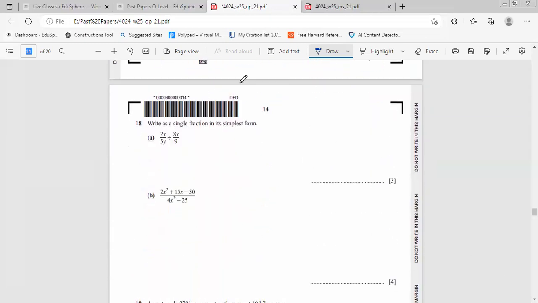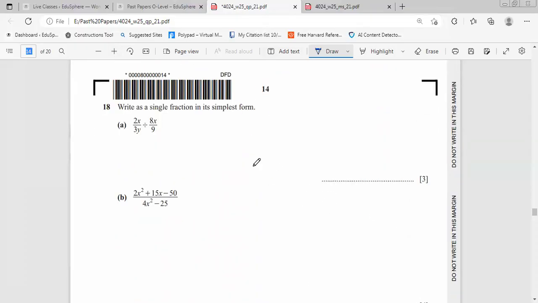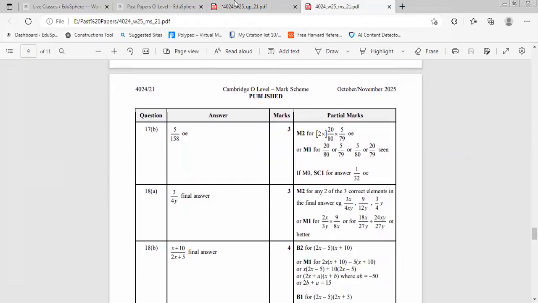Okay. Now comes this. Write as a single fraction in simplest form. So it's 2x by 3y multiplied by 9 by 8x. I changed this into a reciprocal, so this is cancelled. And 3 1s are 3, 3 3s are 9, 2 1s are 2, 2 4s are 8. So I get 3 over 4y. Let me confirm the answer, 3 by 4y. Yes, 3 by 4y is the final answer.